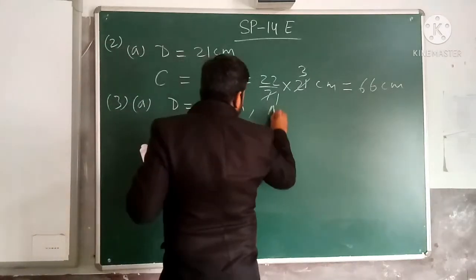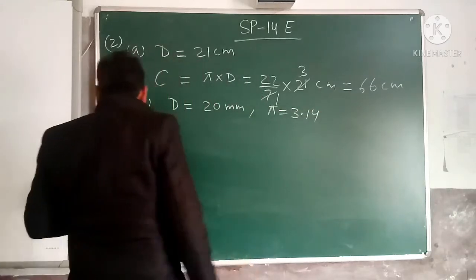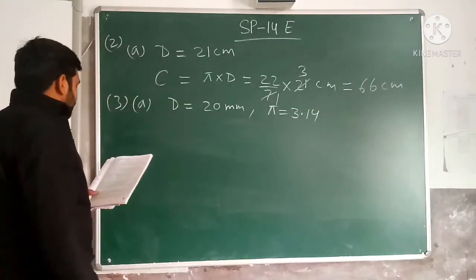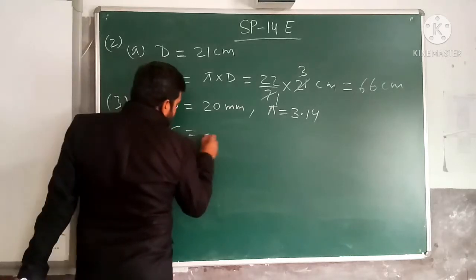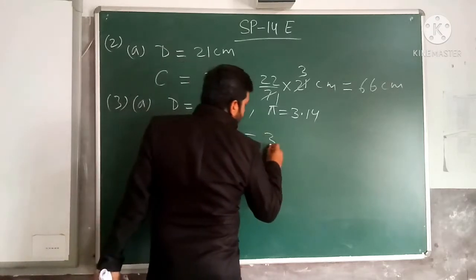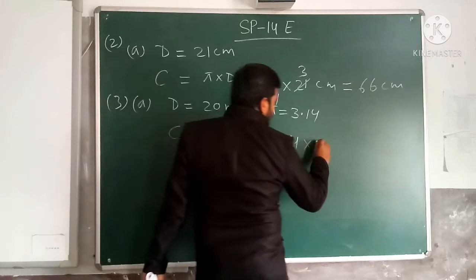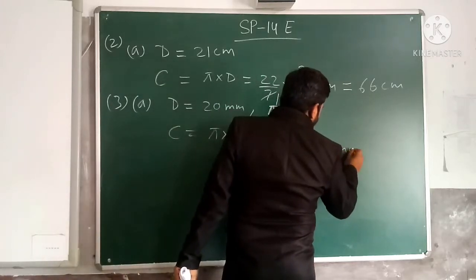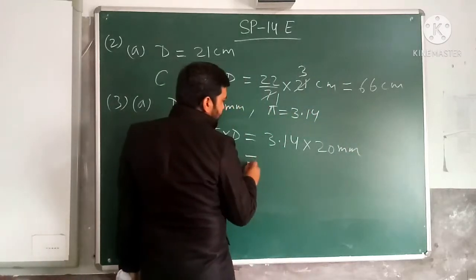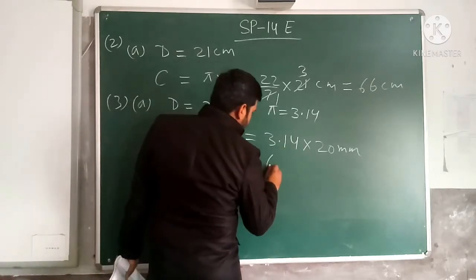And the value of pi is given as 3.14, which we have to use in this question. Okay, so find the circumference again. Circumference is equal to pi into d. Now the value of pi we have to use is 3.14, and the diameter given is 20 mm. Now multiply this, what will you get? 314 times 2 is 628, so 6.28.